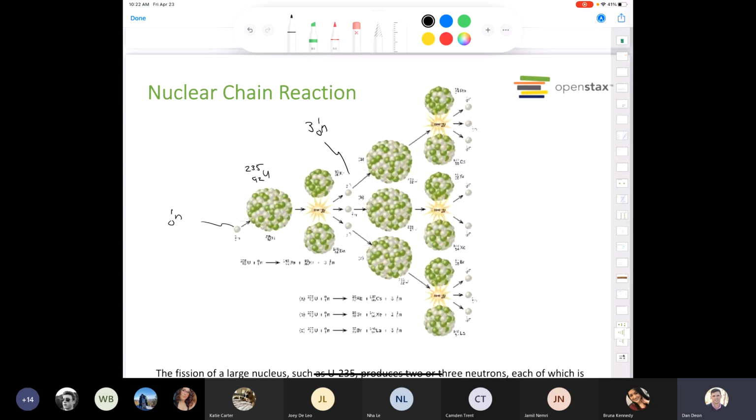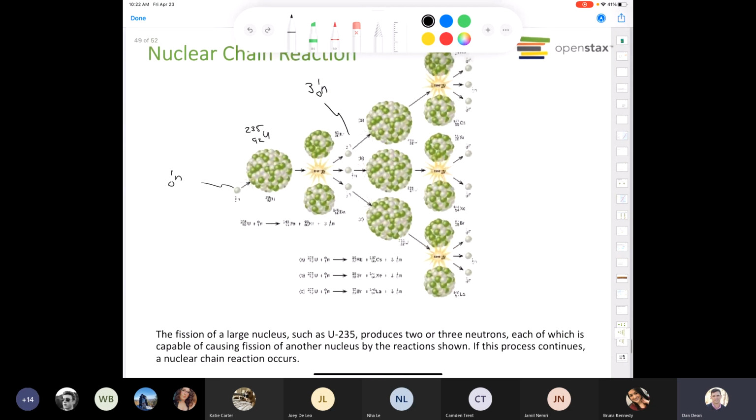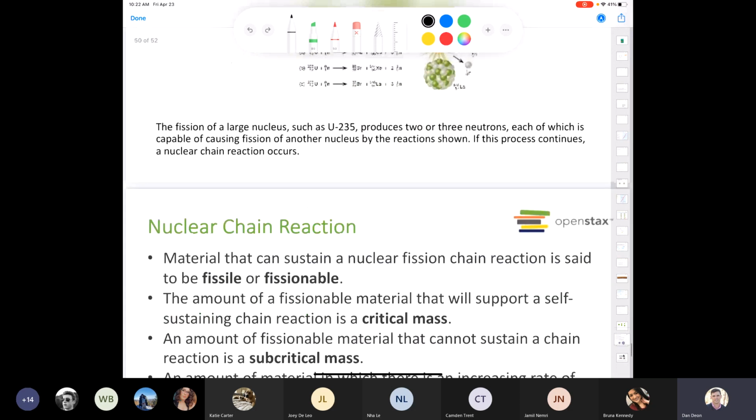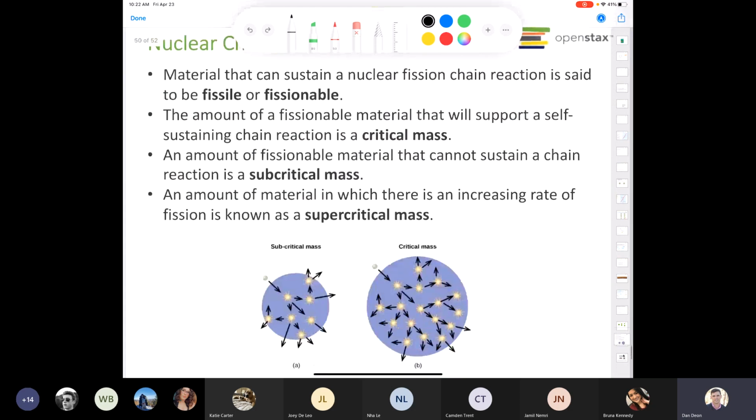And those can react with 3 more atoms of uranium-235, and they're going to react to produce a total of 1, 2, 3, 4, 5, 6, 7, 8. This one only produced 2 neutrons, but they produce a whole bunch more neutrons, and that is a nuclear chain reaction. So if you have enough uranium atoms, you can get a chain reaction occurring. Any material that can undergo a nuclear fission chain reaction, we say that material is fissile or fissionable.